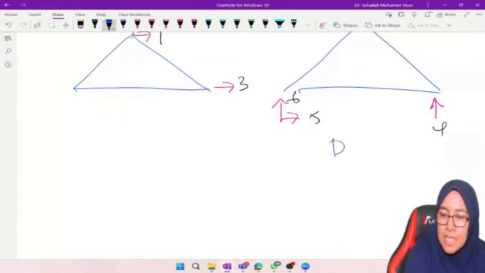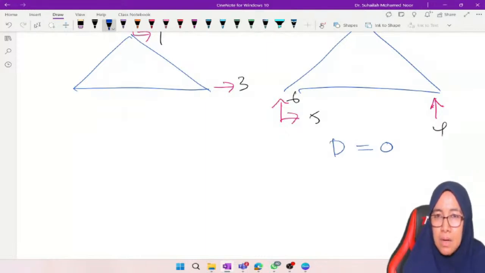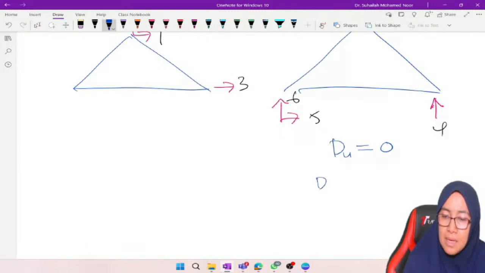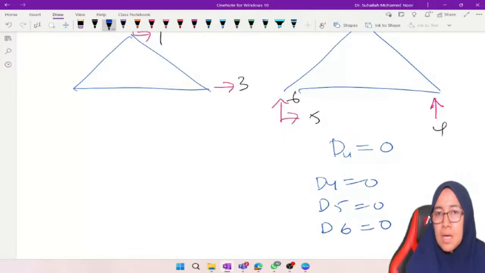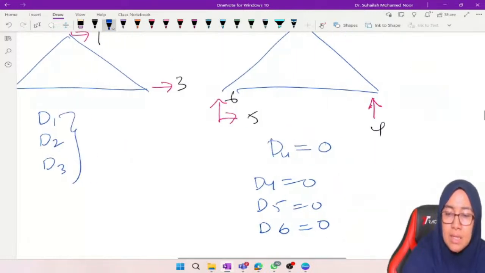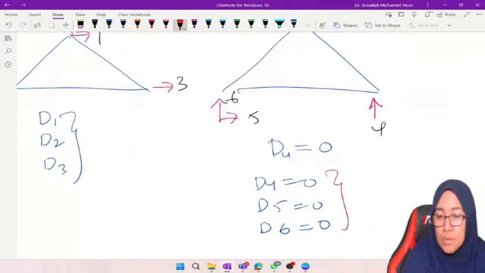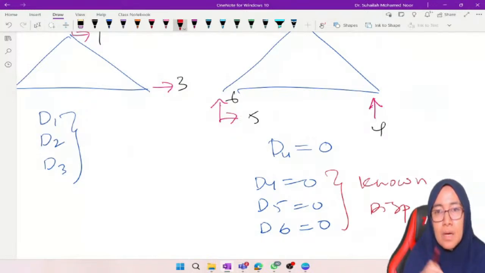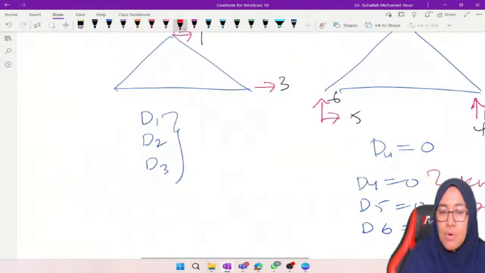In constraint, displacement is 0. This is known displacement, versus unknown displacement, DU. So D4 is 0, D5 is 0, D6 is 0. D4, D5, D6 are known displacements, while D1, D2, D3 are unknown displacements.